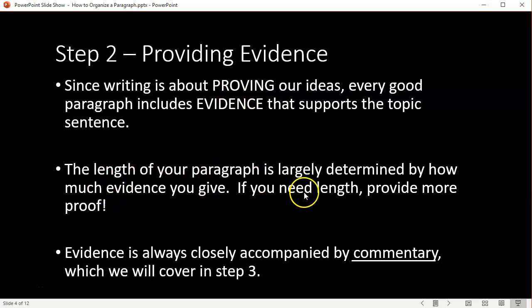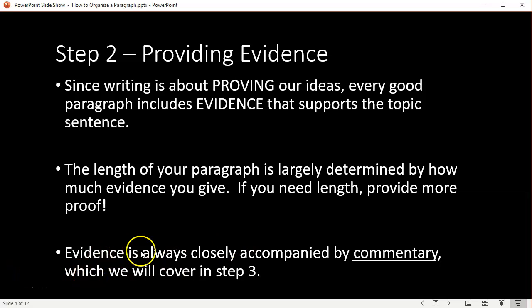The length of your paragraph is largely determined by how much evidence you give. So if you need length, or if you're one of those people who feels like your paragraphs always seem rather short, providing more proof, adding in more evidence, is the easiest way to add in length. Again, just provide examples, improve, provide examples, improve. That's what builds in length on a body paragraph.